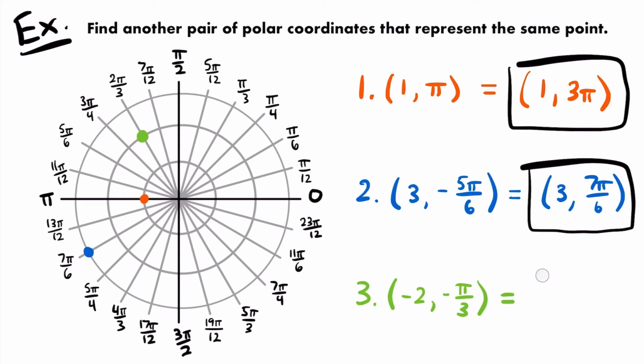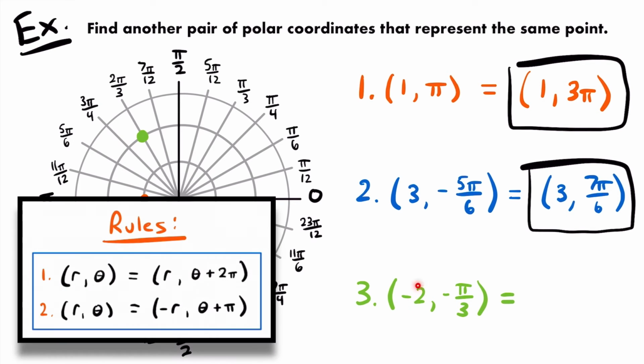All right, so this point right here is what this pair of polar coordinates represents. Okay, but if we want to find another pair of polar coordinates that represents that same point, we could do a couple of different things here. We, of course, could add 2 pi to our angle, and that would give us the exact same point. But I'm going to show you a different way. Another rule that you should be aware of is that you can negate your radius and then add pi to your angle.